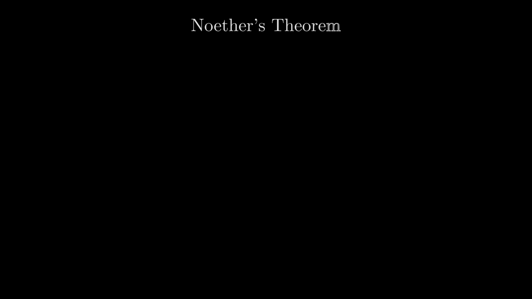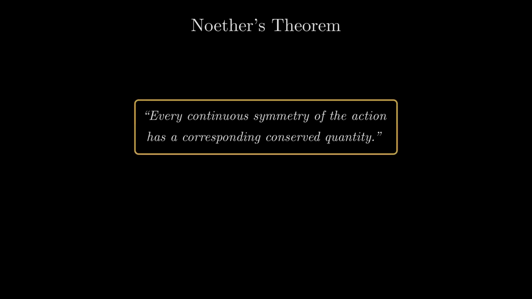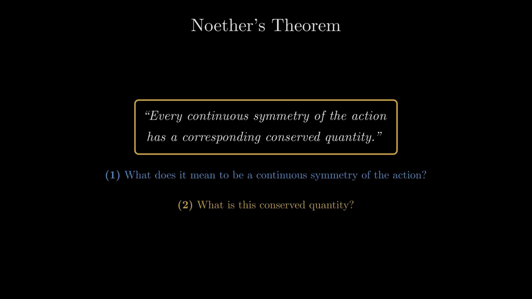At the end of last video, I stated Noether's theorem as the following. Every continuous symmetry of the action has a corresponding conserved quantity, but this raises two key questions. What does it mean to be a continuous symmetry of the action, and what is this conserved quantity? You may have an idea as to what a symmetry is, but I'll aim to create a more mathematically precise definition to make sense of this idea.